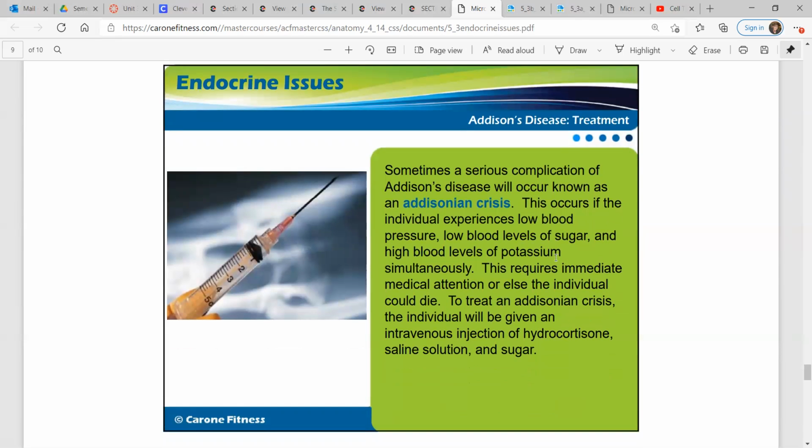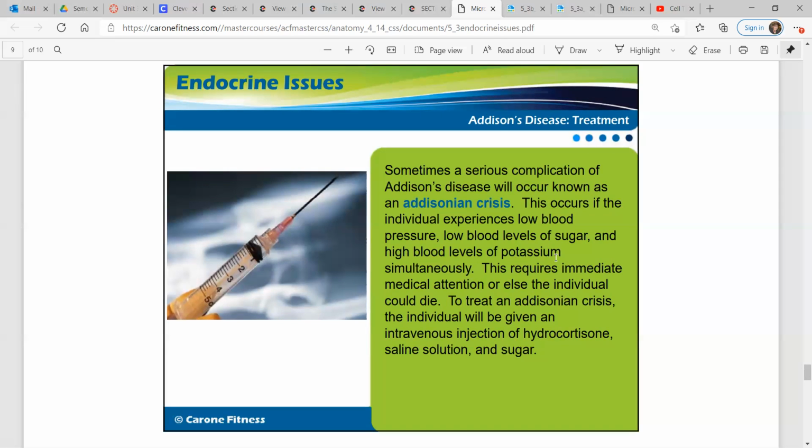Sometimes a serious complication of Addison's disease will occur, known as Addisonian crisis. This occurs if the individual experiences low blood pressure, or low blood levels of sugar and high blood levels of potassium simultaneously. So if an individual has low blood pressure, low blood sugar, and high blood levels of potassium all at once, that would require immediate medical attention, or else the individual could actually die.